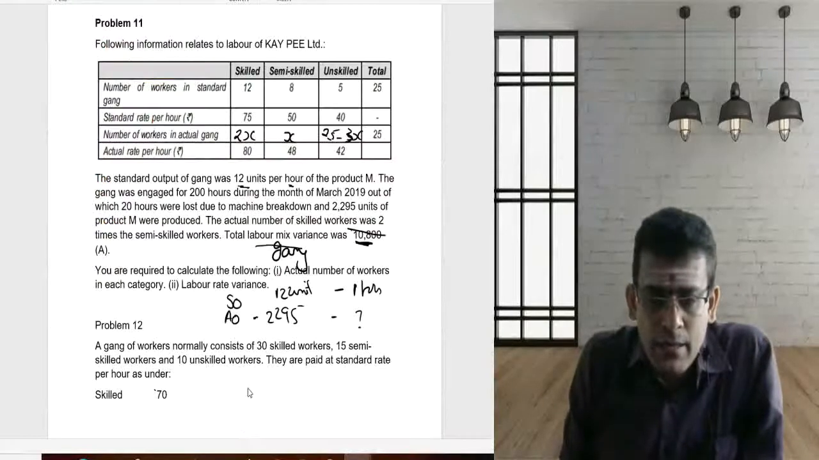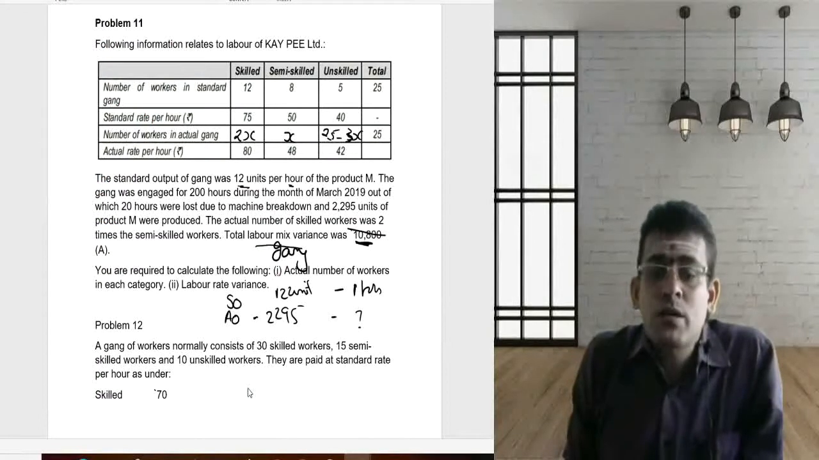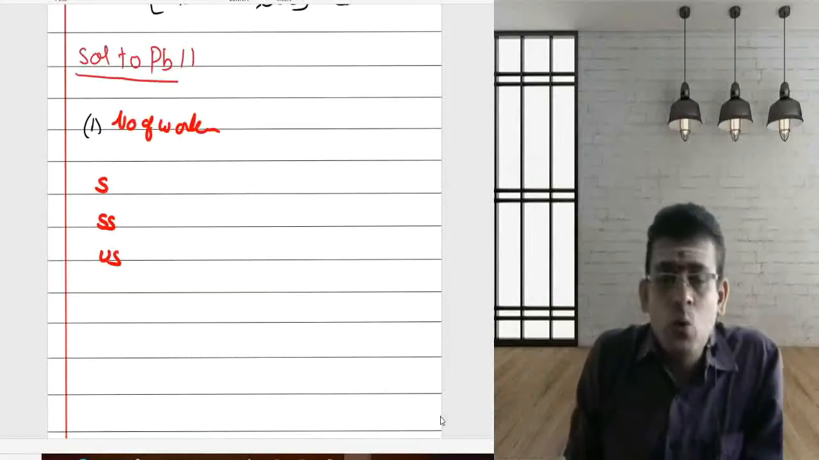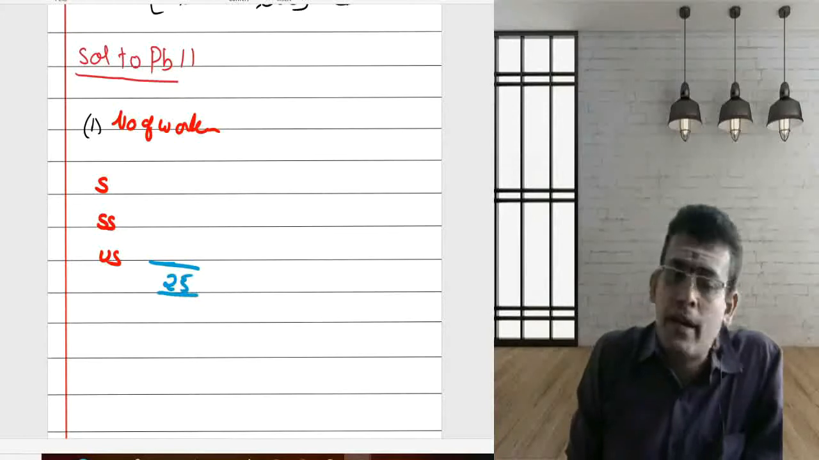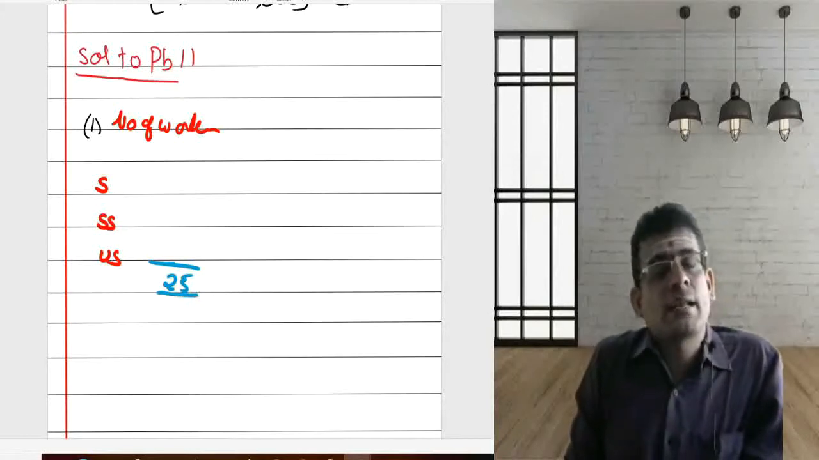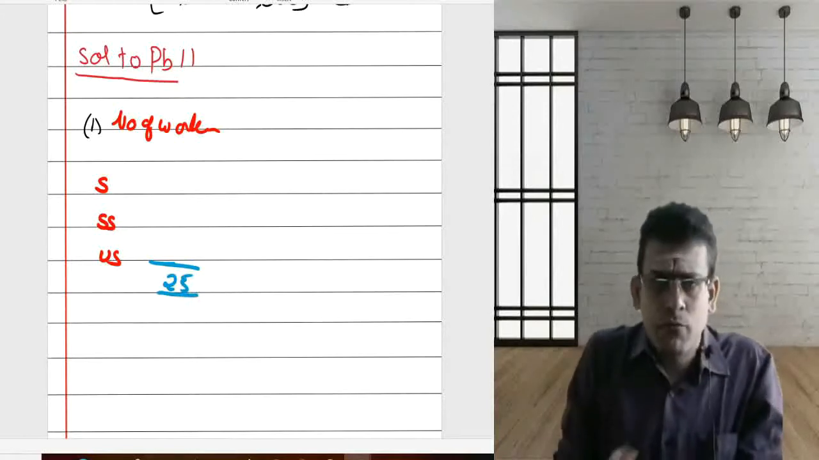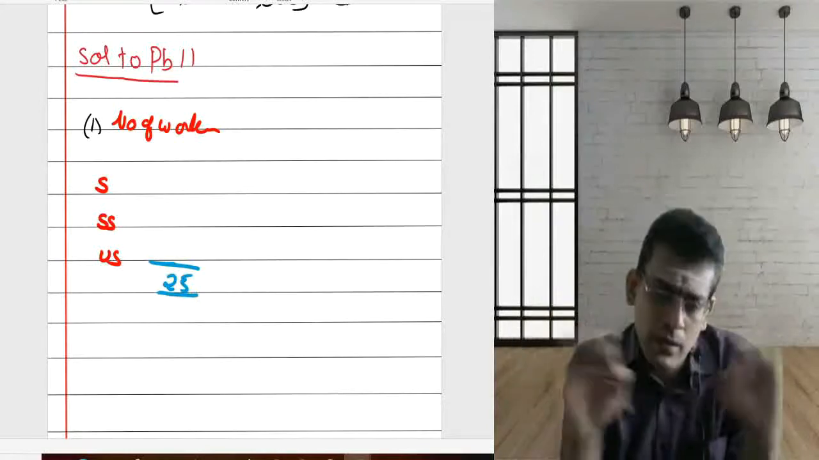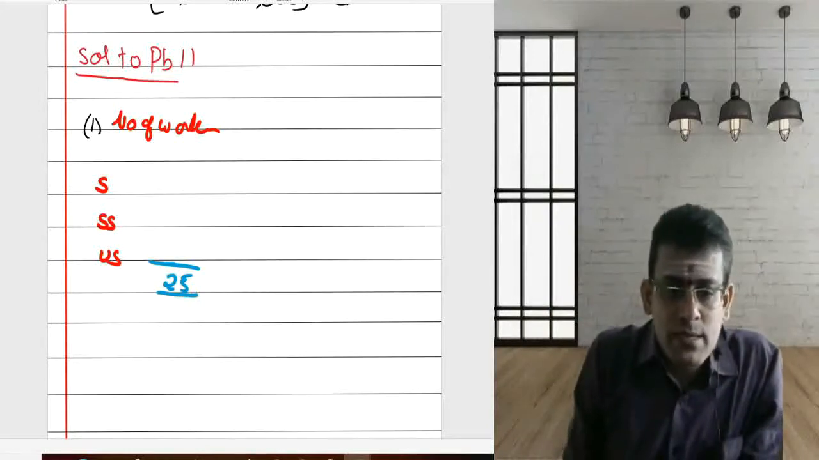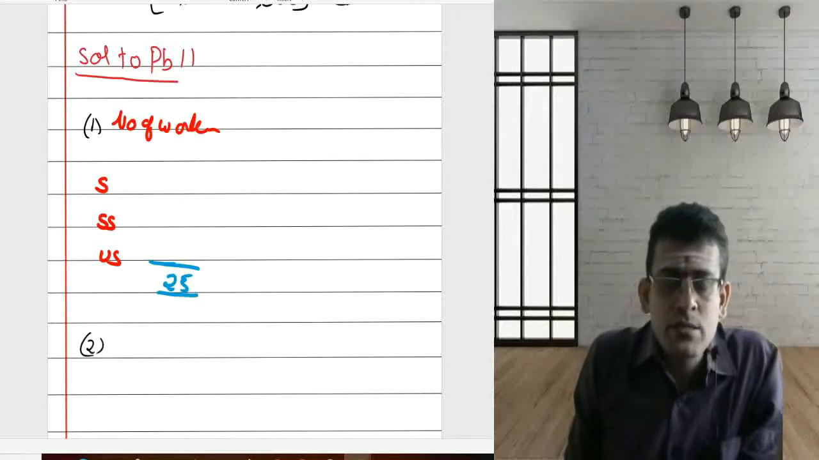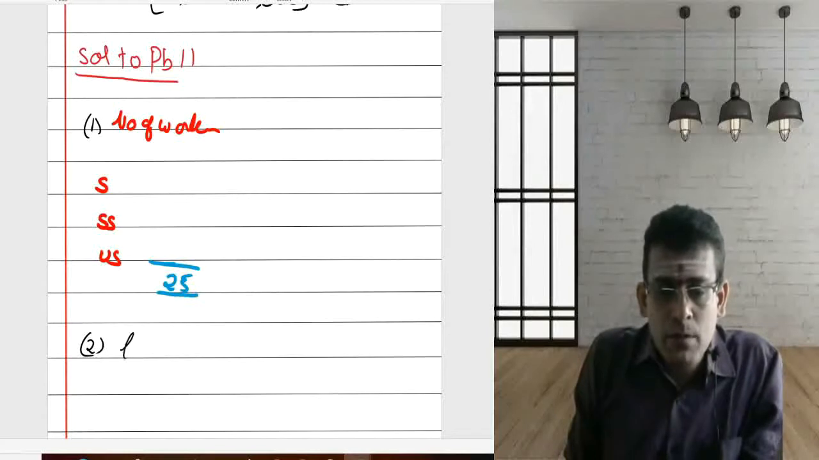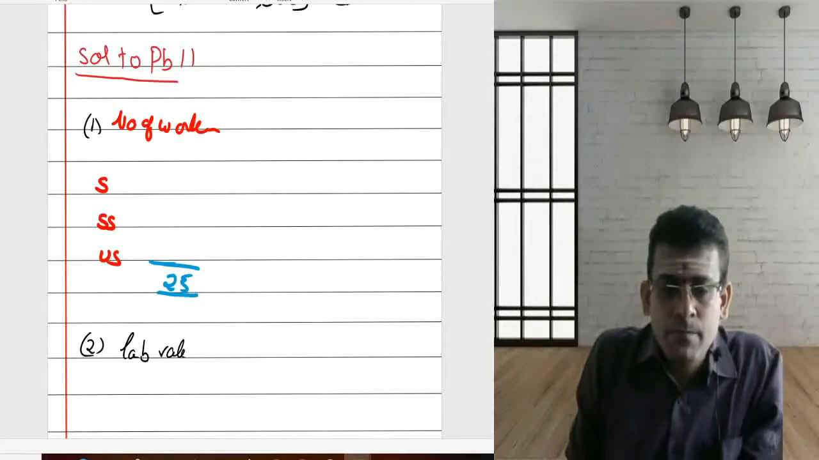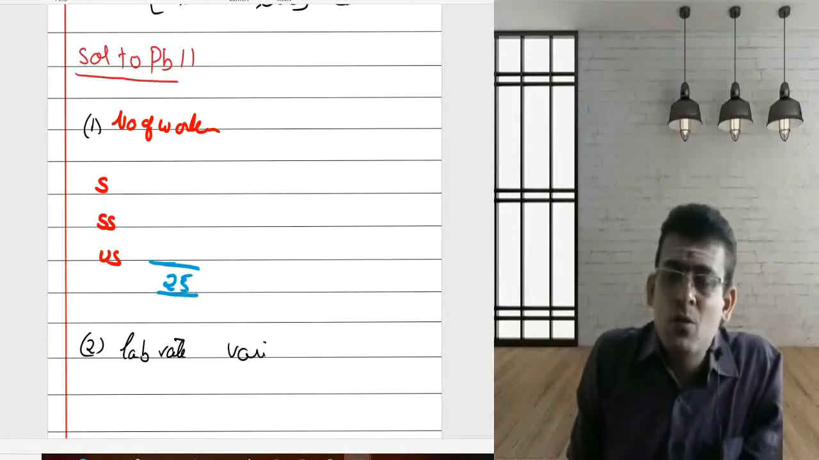Let us read the line again. Calculate the actual number of workers in each category. At present I know only the total. I know simply that my total of all the categories of workers is 25. I know that, but I need to calculate this breakup. We'll come to that. So first you prepare a statement of what is required. Then what is the second one he's asking? The second one he's asking is nothing but your labor rate variance. So I need to find out the labor rate variance.